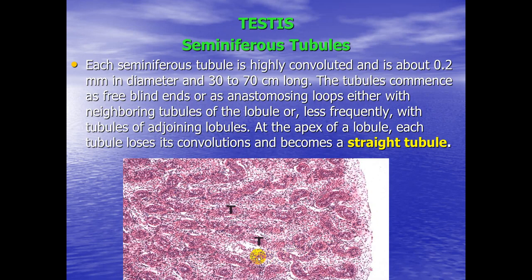In this light microscopic picture at high magnification, you can see the capsule and you can see the tubules. The diameter of each tubule is over 0.2 millimeters, and they are 30 to 70 centimeters long in humans.